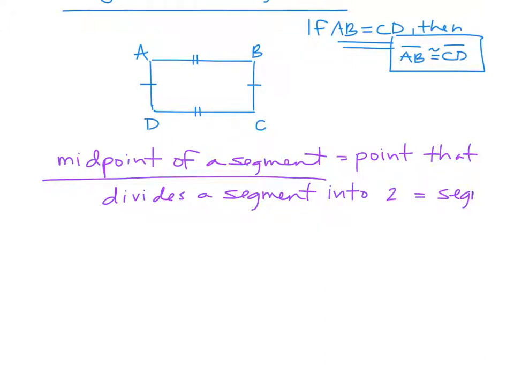Or 2 equal segments, you could say. Parts is fine too. Okay, so it's a point that cuts the segment into 2 equal segments. That's a midpoint of a segment. The other term that we're going to define is a segment bisector, and it's very closely related.